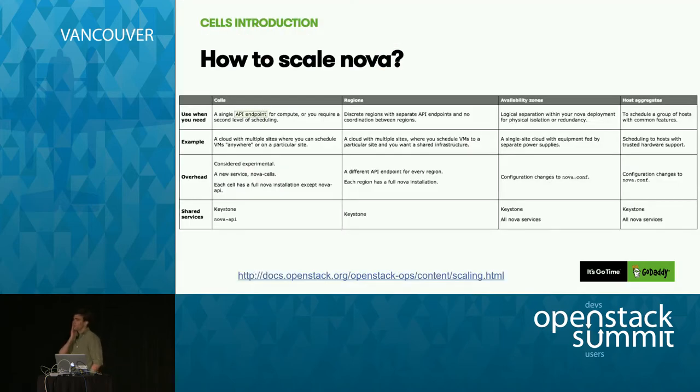We have a fundamental problem: how to scale Nova. What is the best way to do that? If you look at the operations guide, there are a few different ways to accomplish that, based on what you need to scale and what your bottleneck is. Cells is just one component of that.